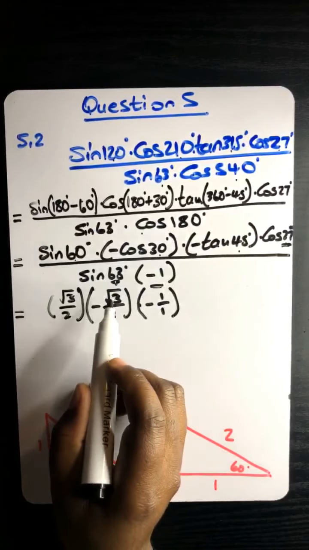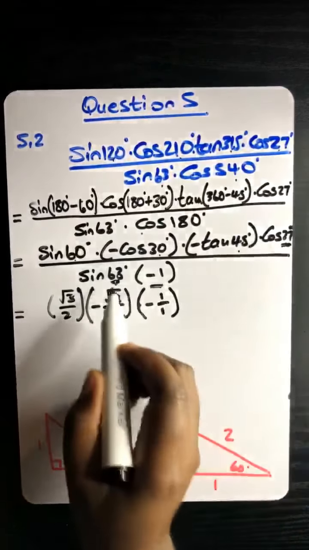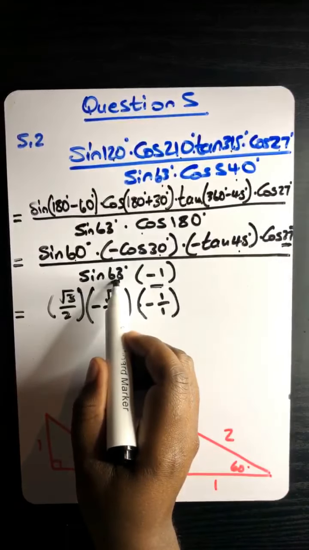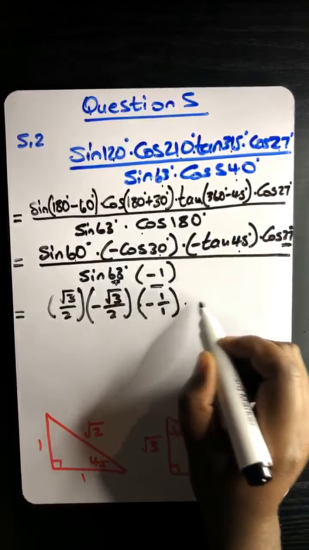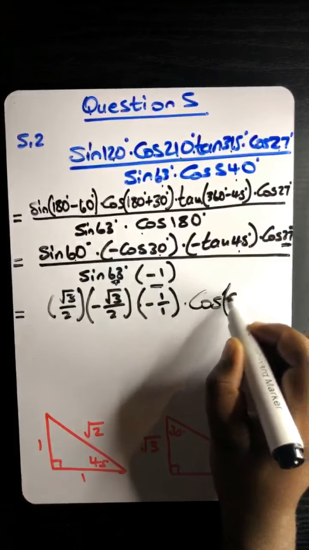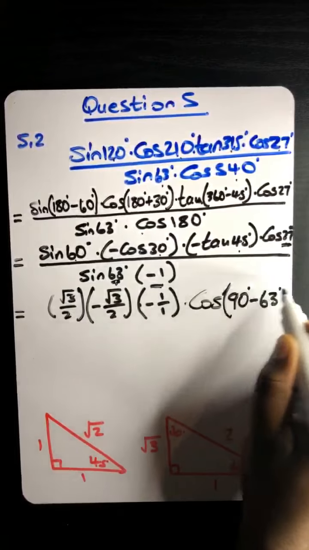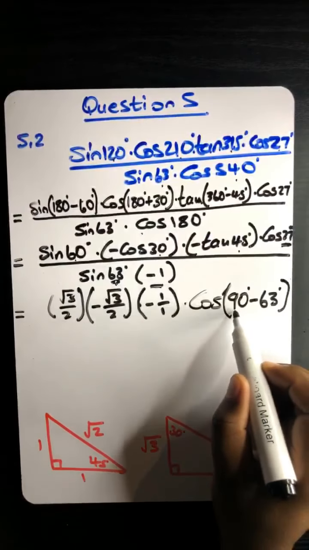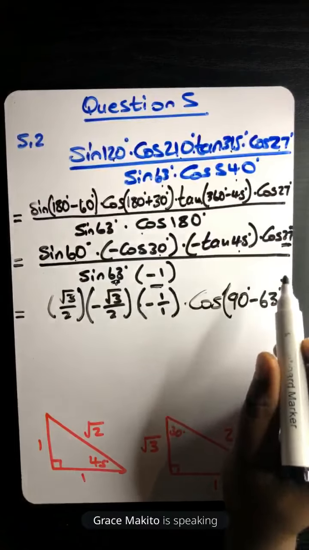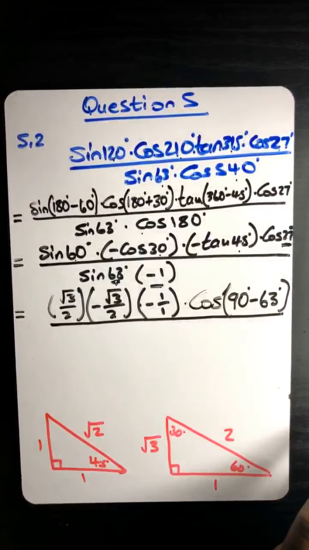Let's see. Where, here for cos or for this one? Cos 27. Okay, so that means this is the same as cos of 90 minus 63. Guys, is it true that 90 minus 63 is equal to 27? Yes. What is the question?